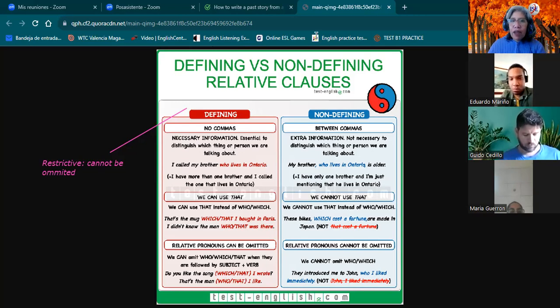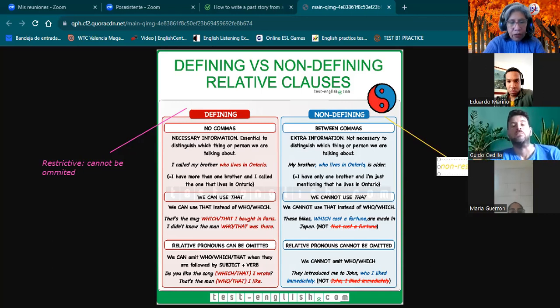And the non-defining or non-restrictive adjective clause means that you can eliminate it and you still understand the meaning. It can be omitted with no problem.